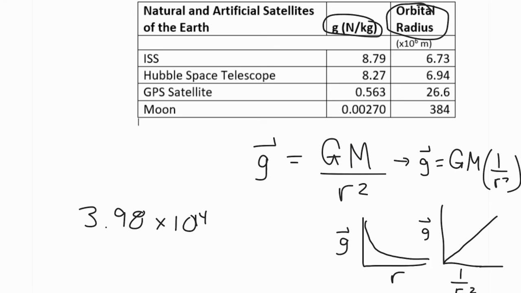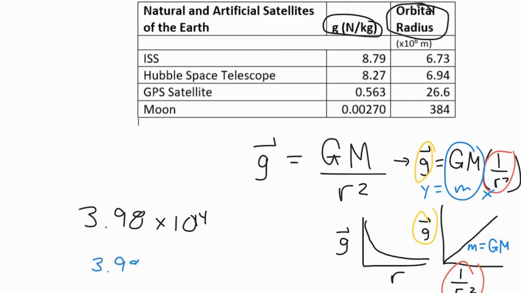Now, if we think about these parts, here's my responding variable and here's my manipulated variable. If we think of y equals mx, what's left is my slope. So my slope is equal to big G times m. Now think about your slope numerically. Our slope numerically was 3.98 times 10 to the 14. Algebraically, this slope was big G times m.